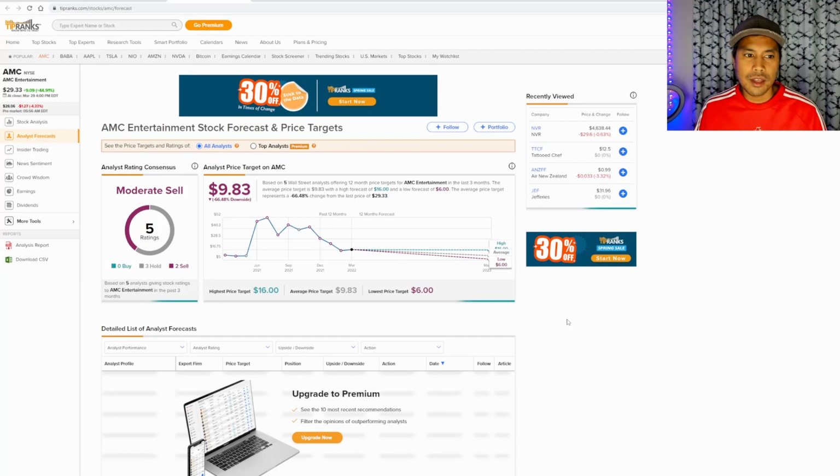So over at TipRanks, having a look at the price targets for AMC, we can see that they have a low price target. This is a 1 year price target of $6, an average price target of $9.83, and then a highest price target of $16, and it's pretty much double that. So you can see here that they're not really keen on AMC at all.